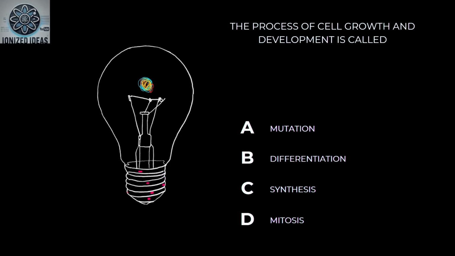The process of cell growth and development is called A. Mutation. B. Differentiation. C. Synthesis. D. Mitosis.